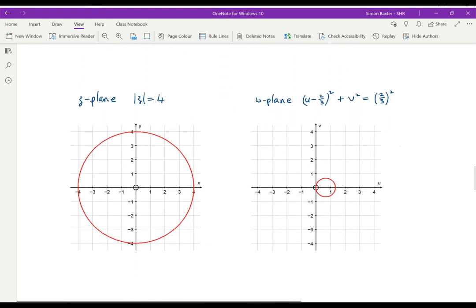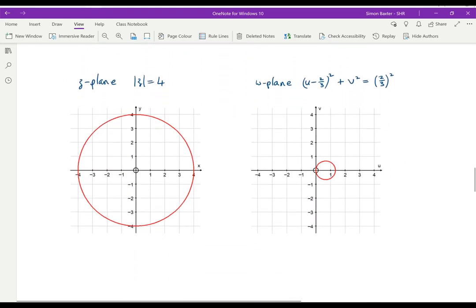And so here we have started in the z-plane with mod z equals 4, and we finished in the w-plane with a circle, center 2/3, radius 2/3.